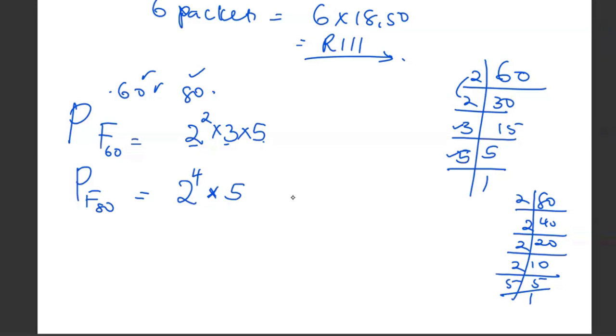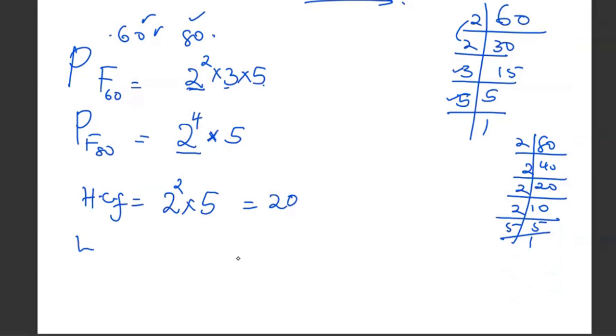Good. So if we are looking for the HCF, we look for what is common between the two. Okay. But we have a 2 to the 4 and a 2 to the 2, meaning that we take out the one with the smallest exponent, which is 2 squared. We now also see that there's a 5 and there's a 5, so we just multiply it once. So 2 squared times 5 gives us a 20.